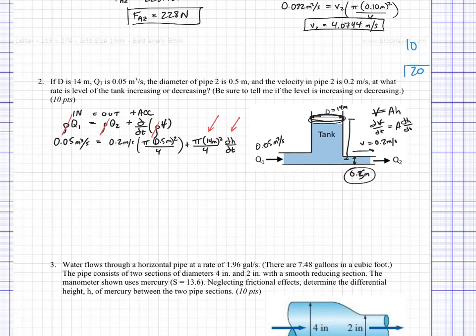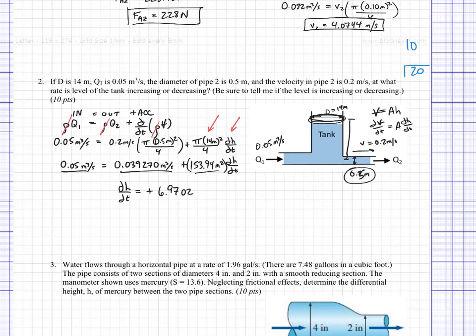So if I do the algebra here, 0.05 cubic meters per second equals, assuming I didn't make a mistake, 0.039270 cubic meters per second, plus 153.94 meters squared. That's that area times dH/dt. So we can see that more is coming in than is leaving, so it's going to rise. But because the tank is so big, it's not going to rise very quickly. So dH/dt equals, this is a positive number, meaning it's going upwards. It's increasing.